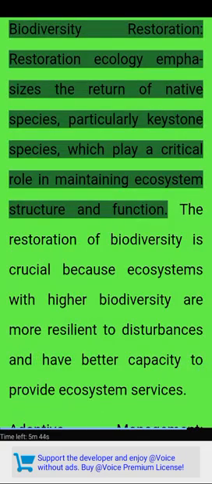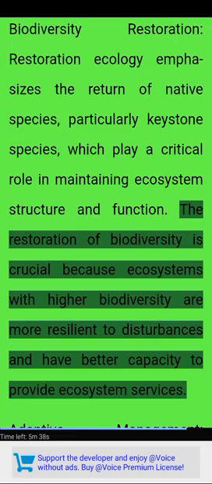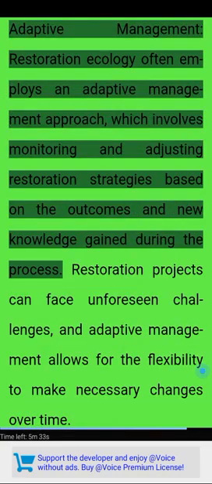Biodiversity restoration. Restoration ecology emphasizes the return of native species, particularly keystone species, which play a critical role in maintaining ecosystem structure and function. The restoration of biodiversity is crucial because ecosystems with higher biodiversity are more resilient to disturbances and have better capacity to provide ecosystem services.